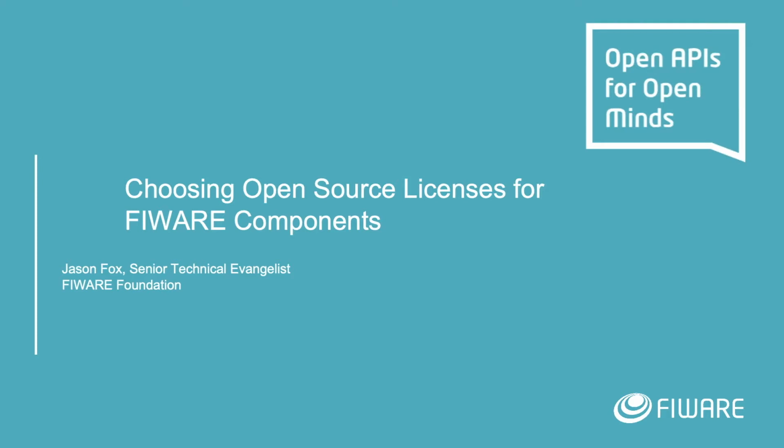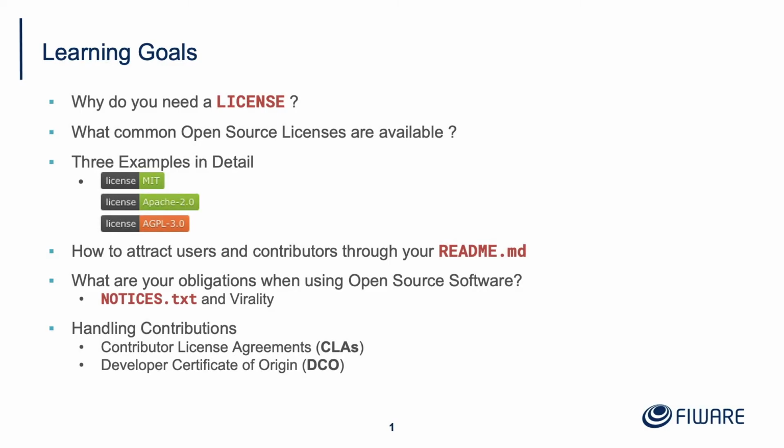So the title of today's webinar is Choosing Your Open Source Licenses for FIWARE Components. Let's see what we're going to be talking about today. Okay, so we'll break this down to six parts, basically. Firstly, we need to discuss why do you need a license, and then explain what common open source licenses are available, how do you pick one, what are the advantages of one particular license over another, what are the disadvantages, and I'll go into three examples in detail, being the MIT license, the Apache license, the AGPL 3.0 license.